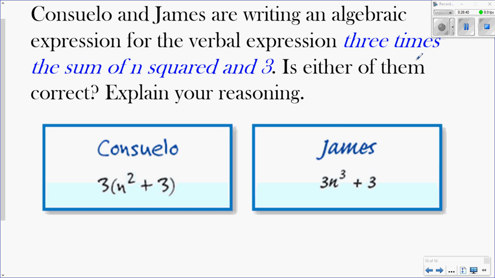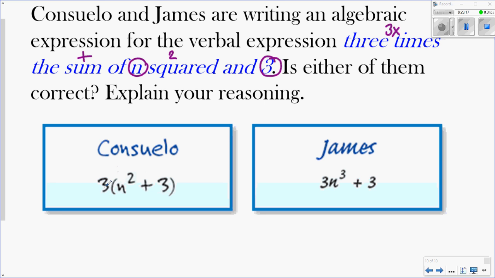3 times. All right, I see a 3. I see 3 times. So I'm going to put 3 times, whatever it is. The sum. The sum is plus. Plus, that means we're going to be adding 2 or 3 numbers. But in this case, there's 2 numbers, a variable, a number, or 2 variables. So it says the sum of n squared. Squared, we know that it's the power of 2, and 3. All right, so let's see if Consuelo got this.